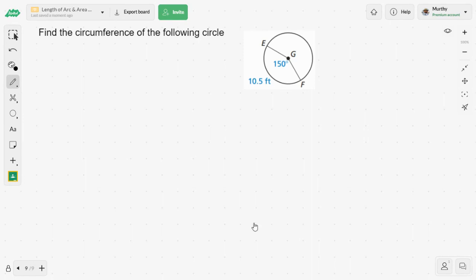All right. Next, find the circumference of the following circle. Here, the length of an arc is given, and you are asked to find the circumference. So this sum is to be done in two parts. First, if I know the length of arc, what can I find?